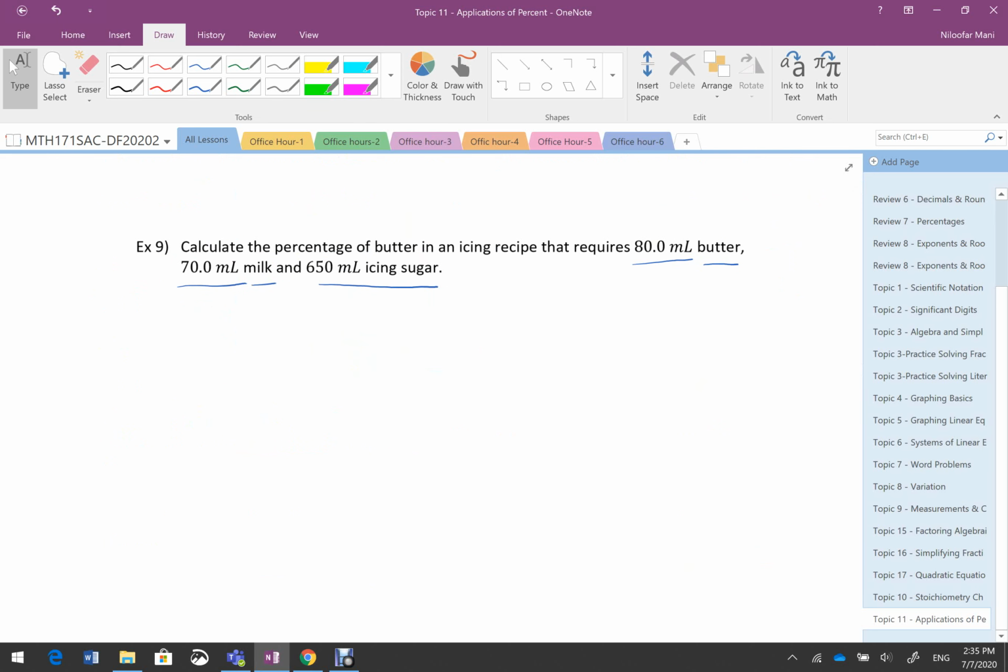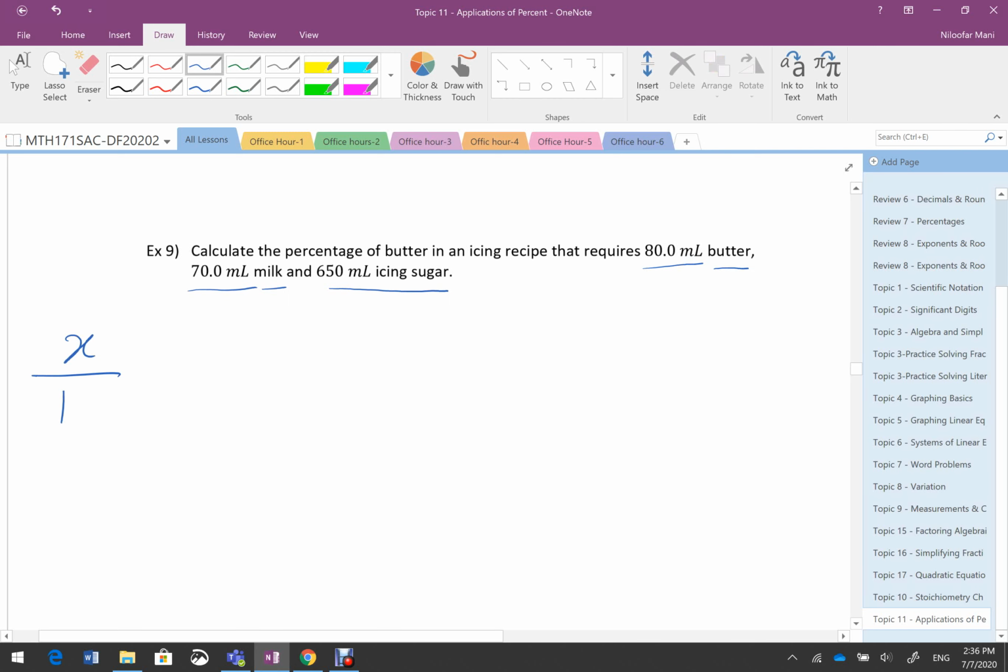Calculate the percentage of butter in an icing recipe that requires this many milliliters of butter, this many milliliters of milk, and this many milliliters of icing sugar. Here I have 3 items. Doesn't matter, I am asking the percentage of one of them, the percentage of butter. So x over 100 equals 80 over the total milliliters. I have to be careful with units. All of them are milliliters, so I can add them. Easy.